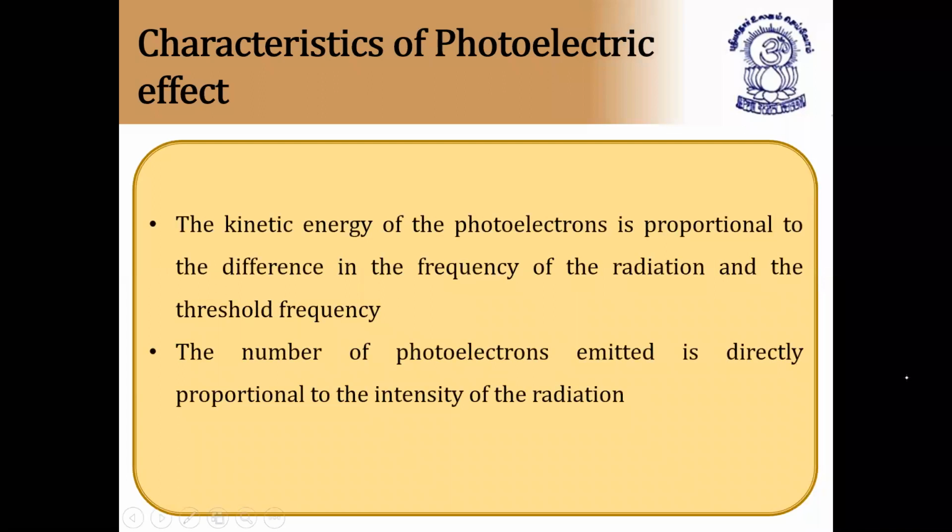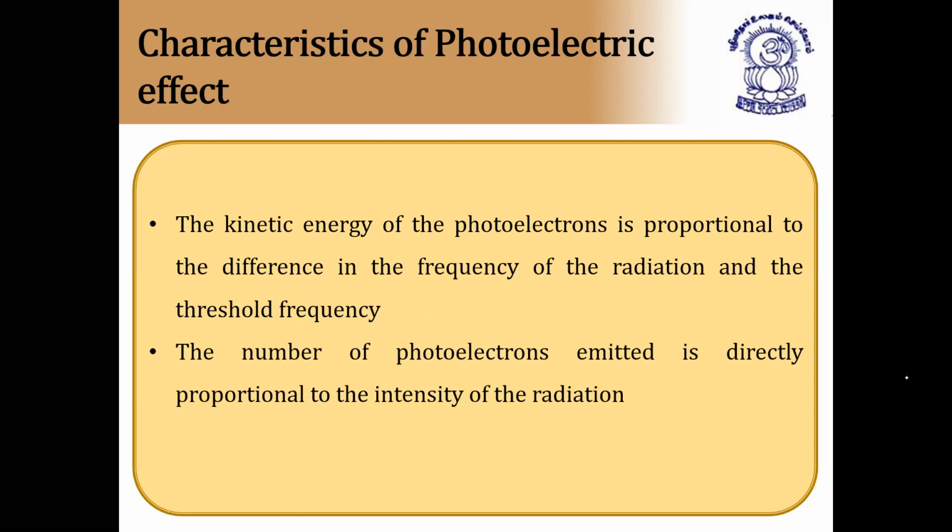Moving to the next slide. The kinetic energy of the photoelectrons is proportional to the difference between the frequency of radiation and the threshold frequency. And the number of photoelectrons emitted is directly proportional to the intensity of radiation. So the kinetic energy of the photoelectrons, K, is proportional to the difference between the frequency of radiation and the threshold frequency, because this will help us derive the formula and understand it easily. These are the characteristics of the photoelectric effect. The important condition is that the frequency of light, nu, should be greater than the threshold frequency, that is, the frequency of the electrons of the metallic surface.